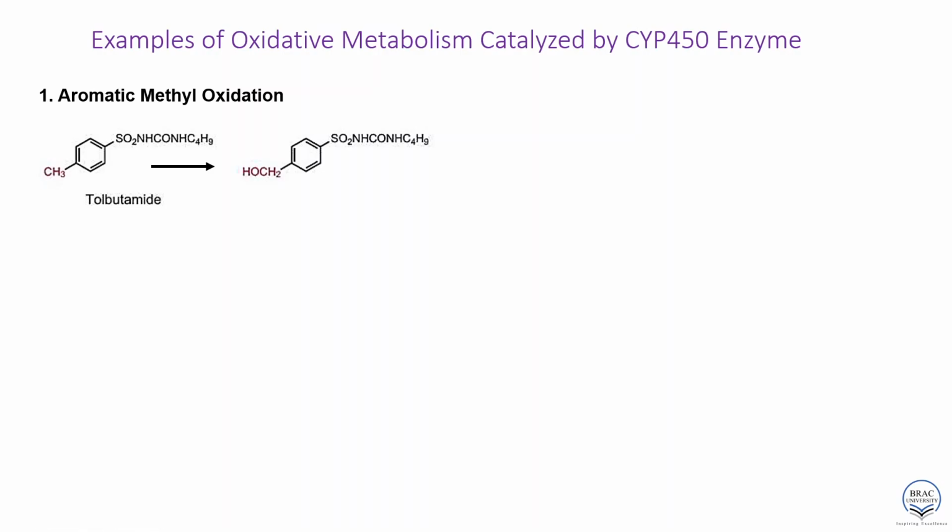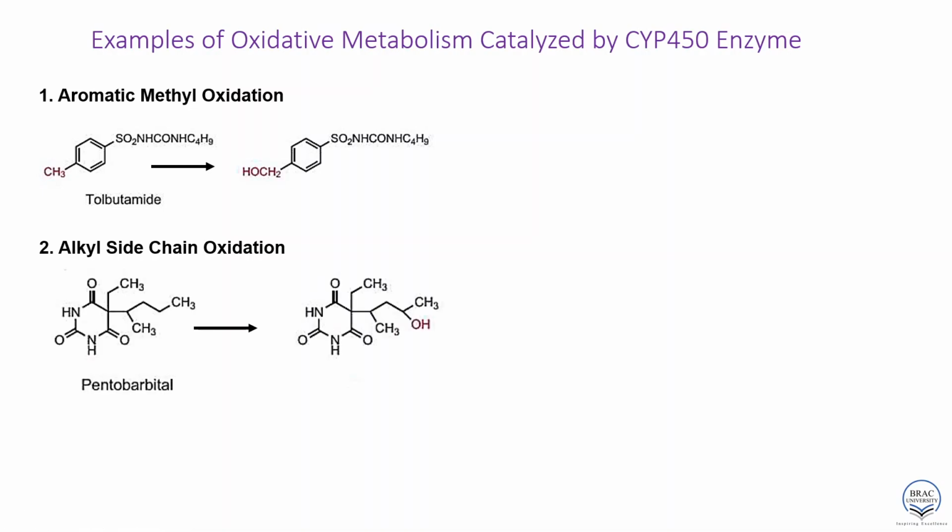Tolbutamide is the drug and the substrate for these CYP450 enzymes, and this is the drug metabolite after the enzymatic reaction done by the P450 enzyme. The second type of reaction is alkyl side chain oxidation. Take the drug phenobarbital: you can see the alkyl side chain. This is the aromatic or aliphatic ring, and this is the alkyl side chain, and this side chain will be oxidized.